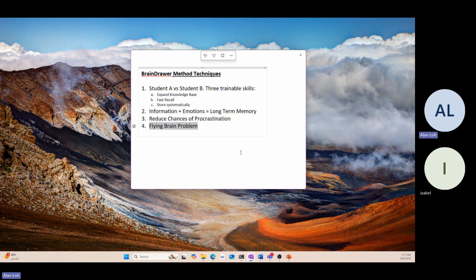Right. So let's jump into BrainDrawer for quantum physics. Now you understand these 4 techniques, 4 principles. Let's see how we can apply them to quantum physics. Are you ready? Yes.